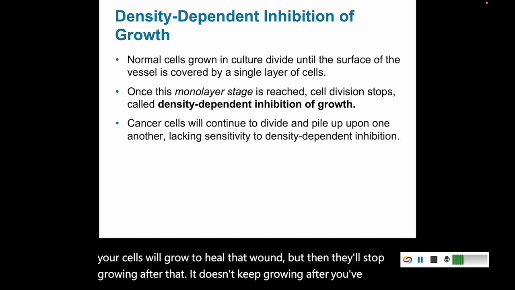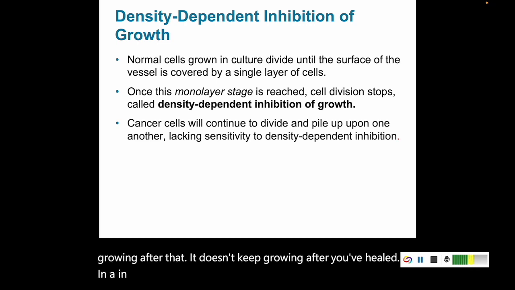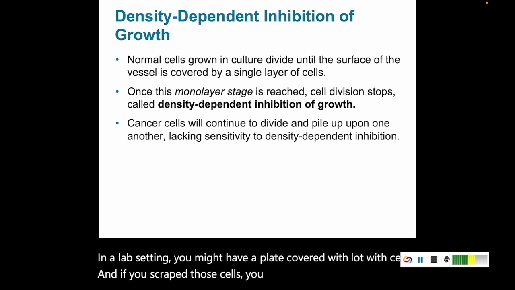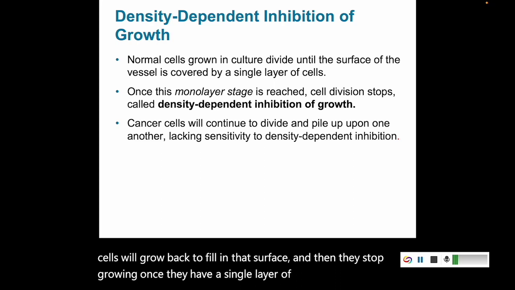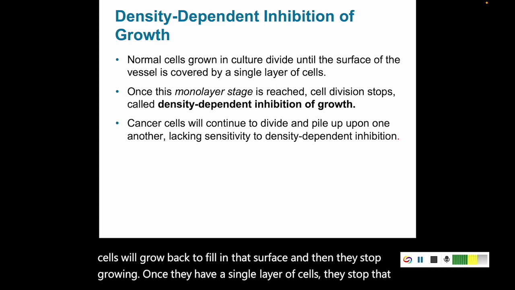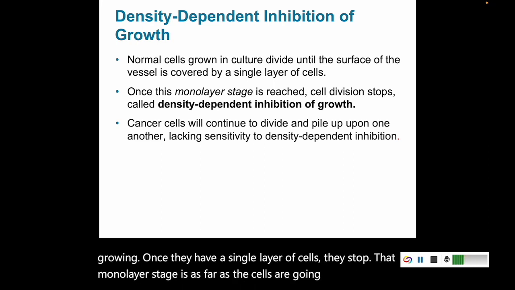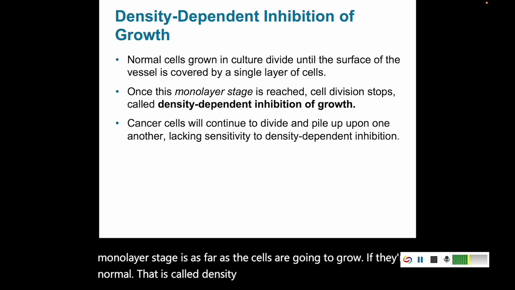In a lab setting, you might have a plate covered with cells. And if you scraped those cells, you have simulated a wound. The cells will grow back to fill in that surface, and then they stop growing. Once they have a single layer of cells, they stop. That monolayer stage is as far as the cells are going to grow if they're normal. That is called density-dependent inhibition of growth.